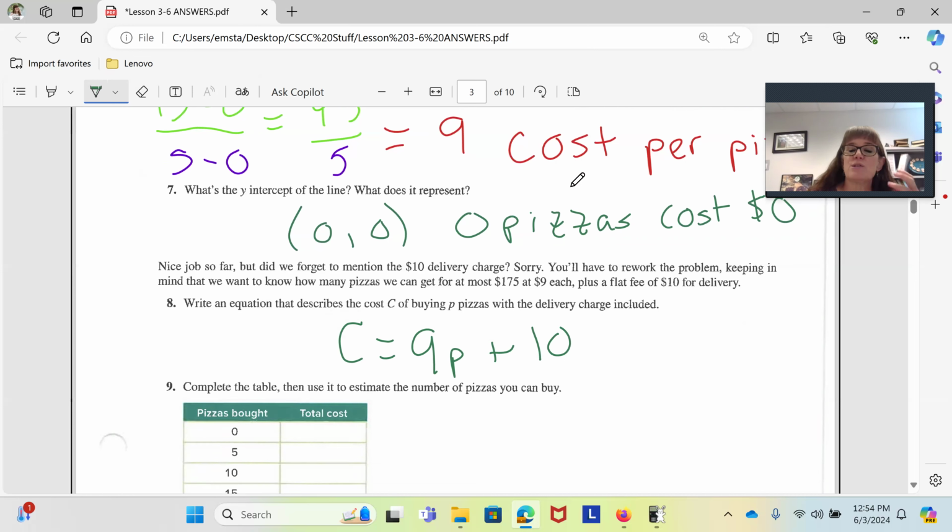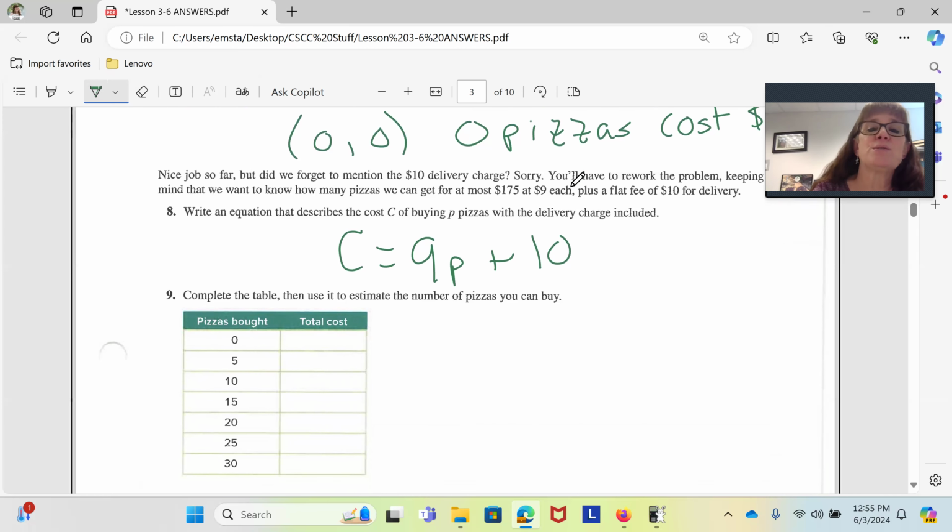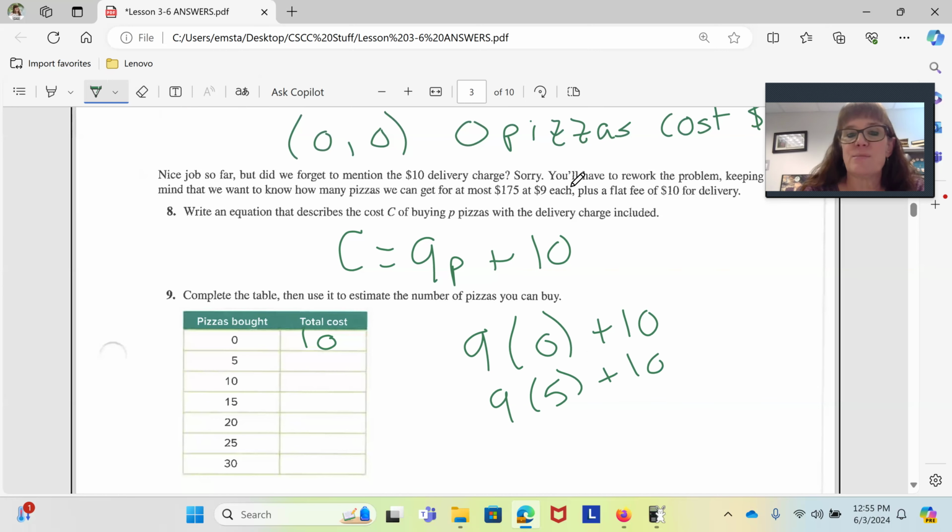So they're going to charge me $10 to bring one pizza. They're going to charge me $10 to bring 15 pizzas. That's going to change our table somewhat. So now we have to do 9 times the number of pizzas bought and add 10. So if I order 0 pizzas, I'm not paying $0 anymore. I'm paying $10 just for the driver to come say hello to me. Do the same thing with 5. 9 times 5 plus 10. And you can use your calculator for this. It'd be 45 plus 10 is 55. You can do that for all the numbers, and you can use the table feature on your calculator if you like.